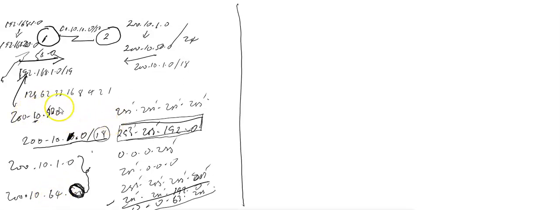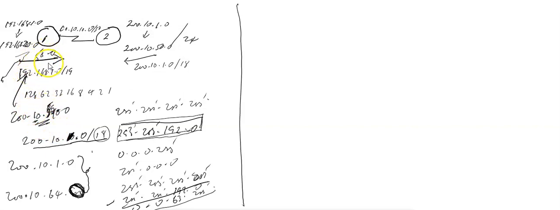Now, imagine you are trying to send a packet. Initially, I wanted to use 50.0, but I'm not using it anymore. So let me change it to, let's say, 59.0. So you are trying to reach a network which is 200.10.59.0. Now, when you pass that packet to router 1, what happens?